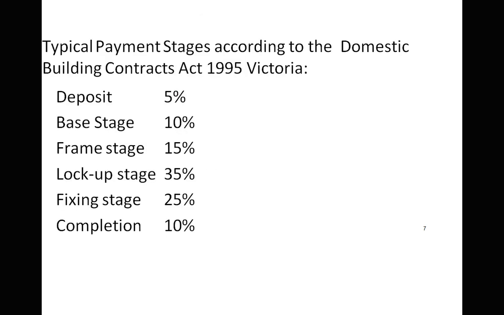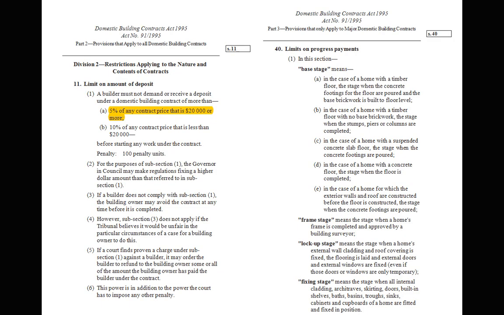So our very informal procurement method ended up with us choosing Built Collective, and so we went to the contract. What we needed to decide was whether we were going to follow the typical payment stages according to the Domestic Building Contracts Act of Victoria, which are for all of those stages there. You can see there is a limit on the amount of deposit on the left, which is 5% for any contract price that is more than 20,000, or 10% if it's less than 20,000. Obviously we're more than 20,000, so that determines our deposit.